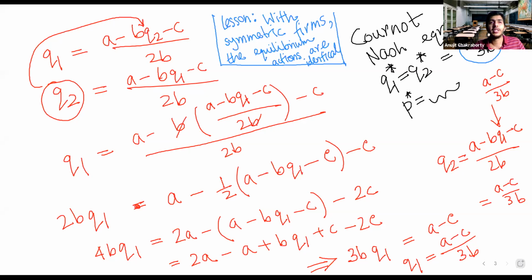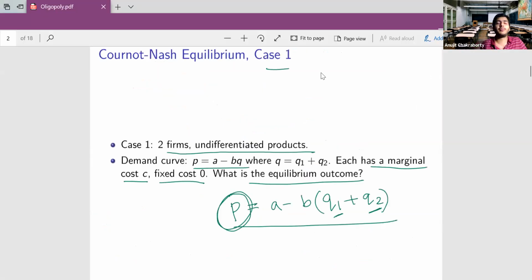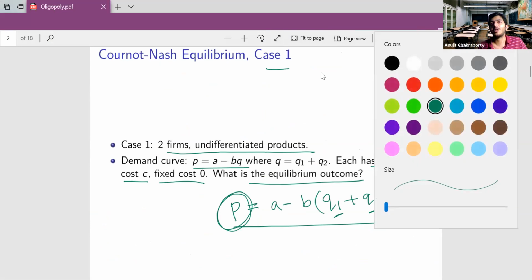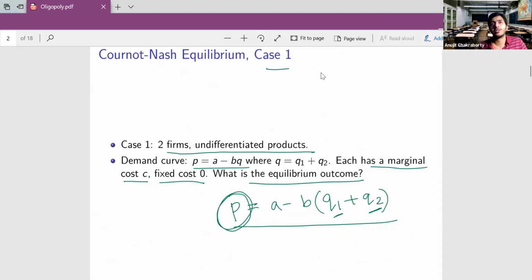So the first case that we did was Cournot-Nash equilibrium with two firms and undifferentiated product. They were selling the same thing. Okay, and we just finished talking about it. So this was just case one that we did. This was case one. So let's do case two now.